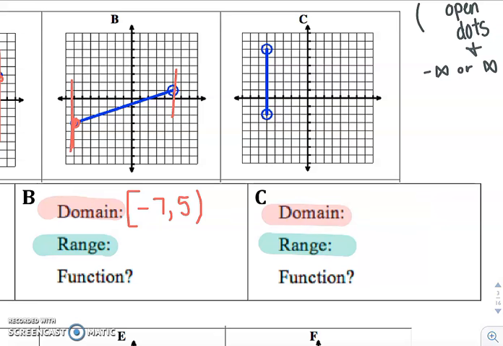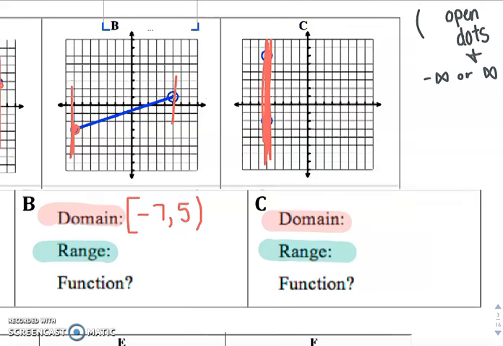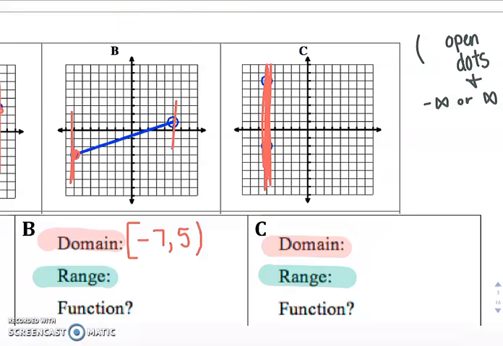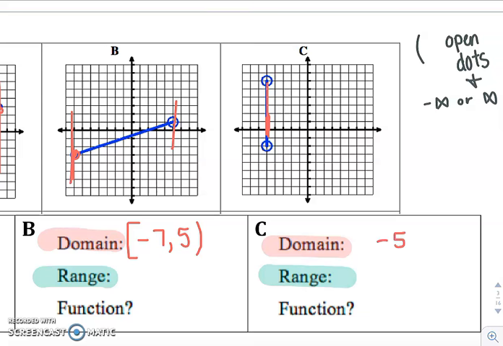For C, it's a little tricky, but the entire graph is right there at that single x value. No other x value is part of this function or this relation. So the only domain value, 1, 2, 3, 4, 5, is -5. We're going to include every single point in there, so -5 will be included, and you get brackets there.